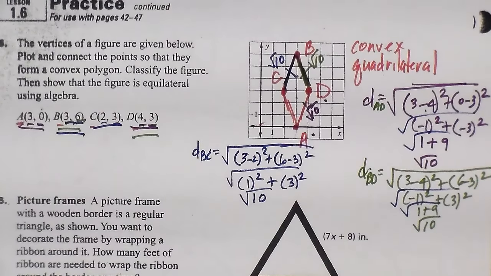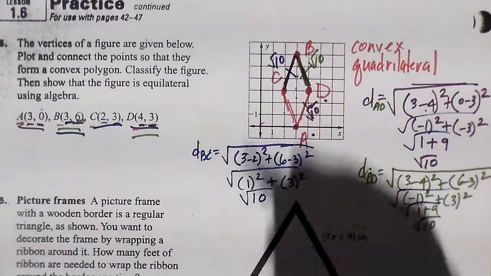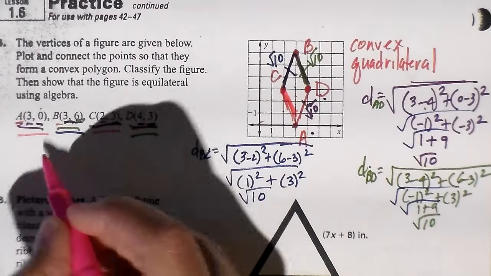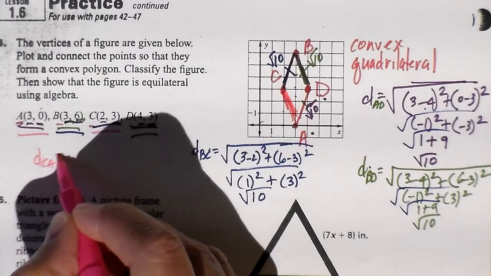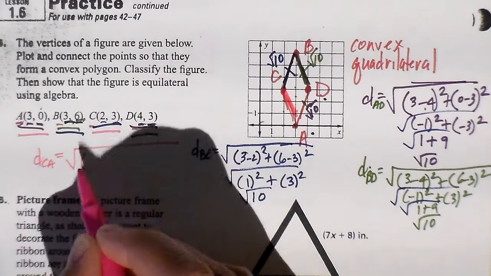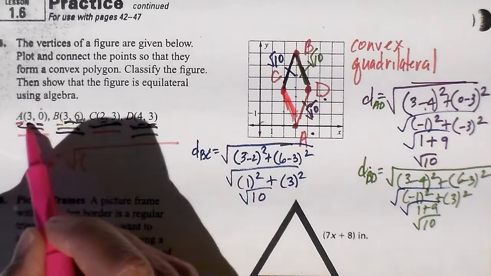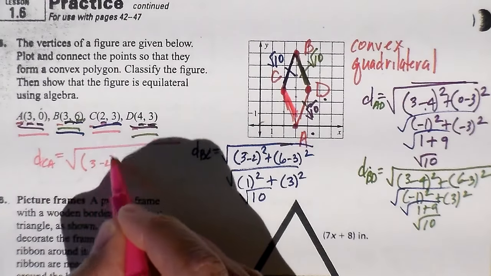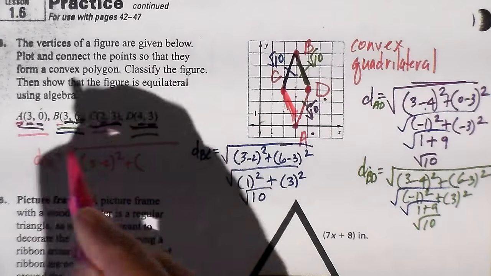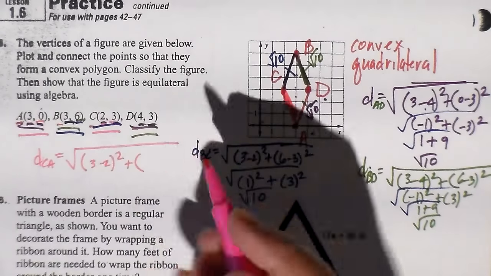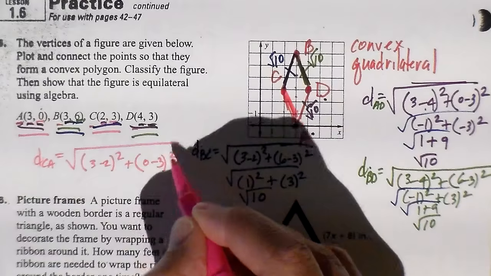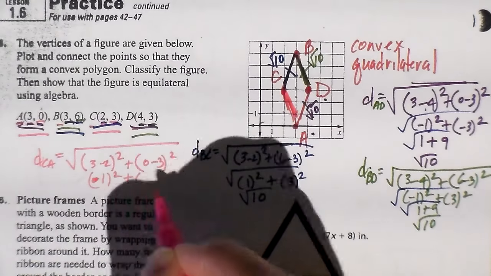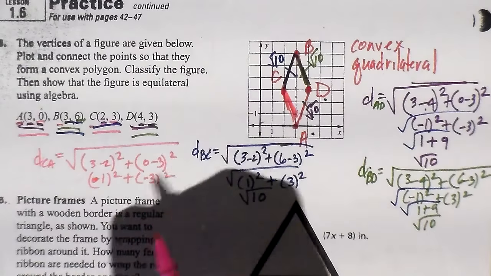So let's see if we can actually prove the fourth one is congruent. So what's my last one? CA, C and A. So the distance from C to A, I'm going to have my two x's. We'll do A and C, 3 and 2. So I've got 3 minus 2 squared plus 0 and 3, 0 minus 3 squared. So I'm going to have 1 squared and -3 squared.